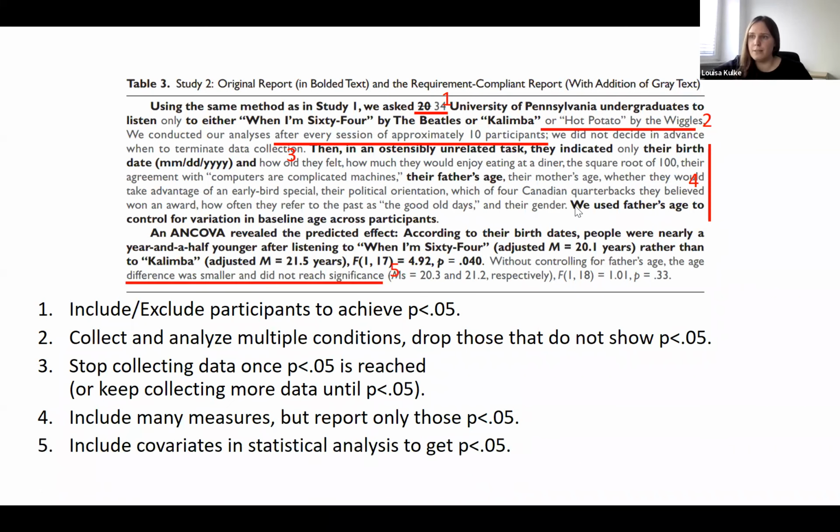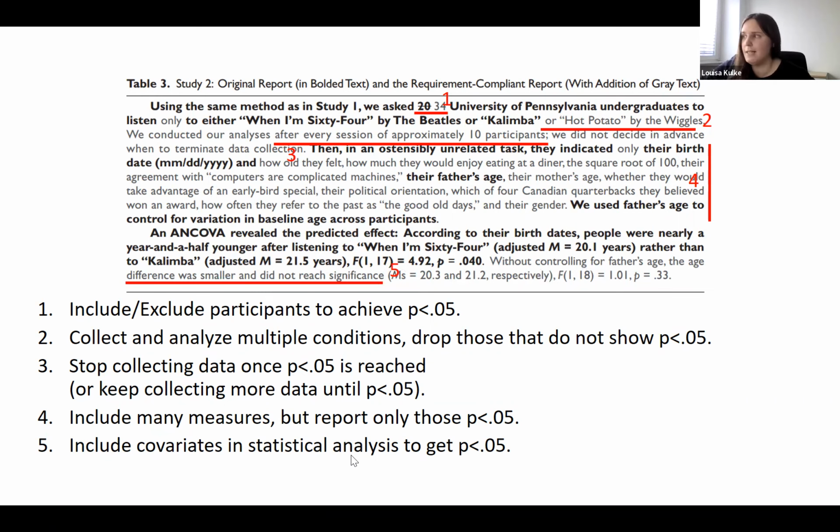And then you can also include covariates and tweak your statistical analysis. For example, they state here that an ANCOVA revealed the predicted effect, so a significant effect. But you can leave out that this effect doesn't exist if you don't control for father's age or anything that is completely arbitrary or irrelevant. So you can just include different variables in your statistics to reach a p-value that's significant.